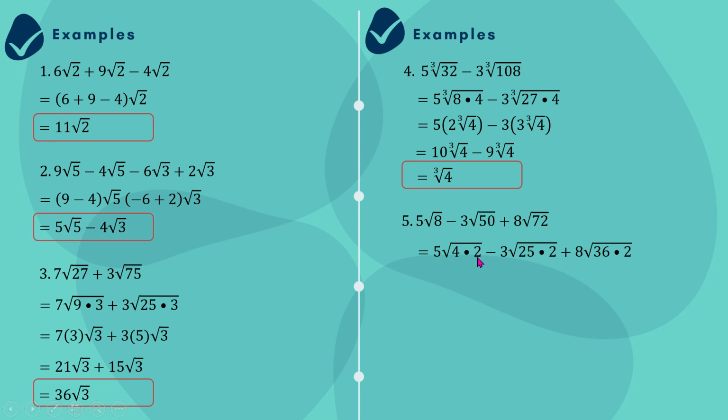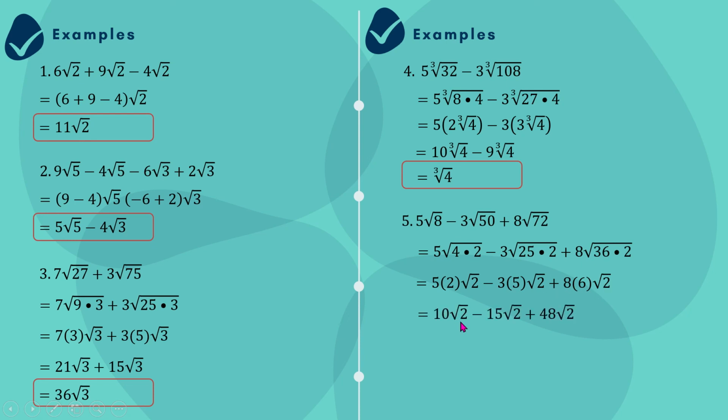Then we copy 5, 3, and 8 outside. Square root of 4 is 2, so I multiply it by 5, the one outside. Copy square root of 2. Minus 3, square root of 25 is 5, it comes out, no? The 5, multiply by 3. Copy square root of 2. Plus 8. Square root of 36 is 6. Multiply by 8. Then copy square root of 2.